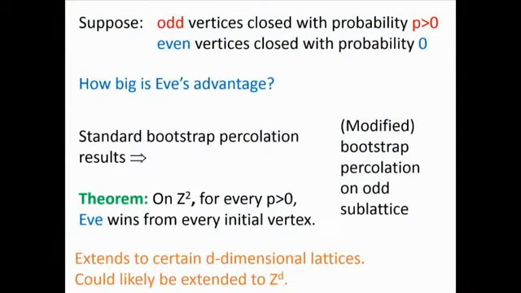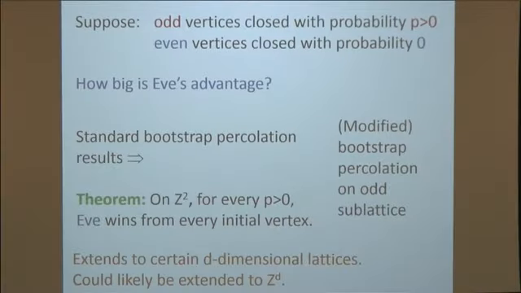And a standard but rather surprising result on this is that on Z^2, for every p, all the sites end up blue. If you start with random sites, no matter how small p is, they all end up blue. So you can deduce from this that Eve wins from every initial vertex. And this extends to various d-dimensional lattices. It could likely be extended to Z^d, but it's a little bit harder because the lattice is not really the standard one. Could probably be done.